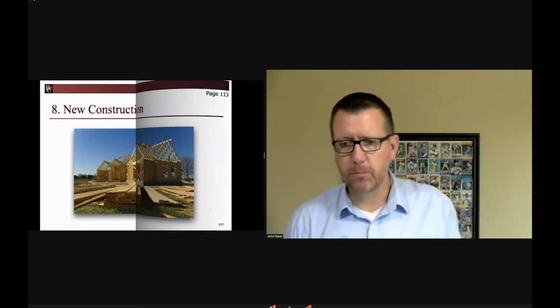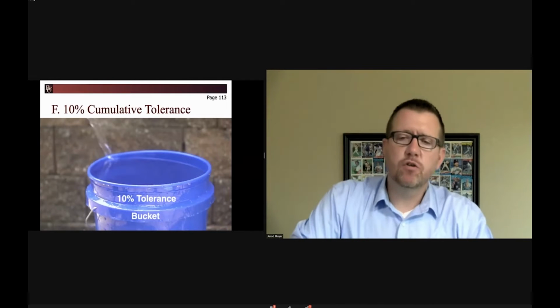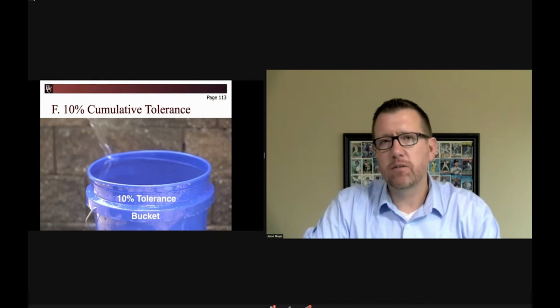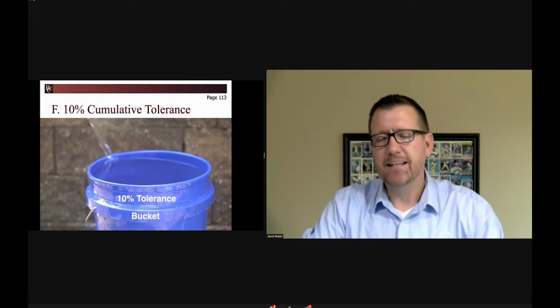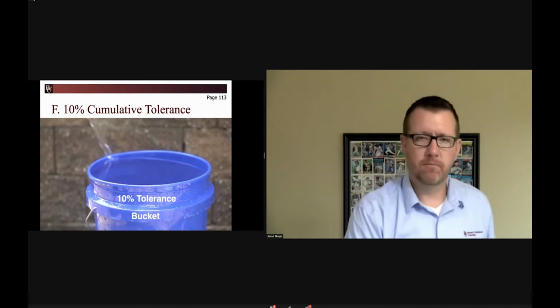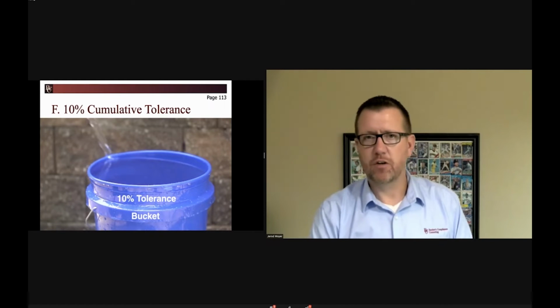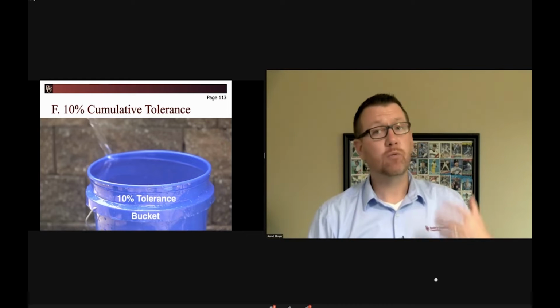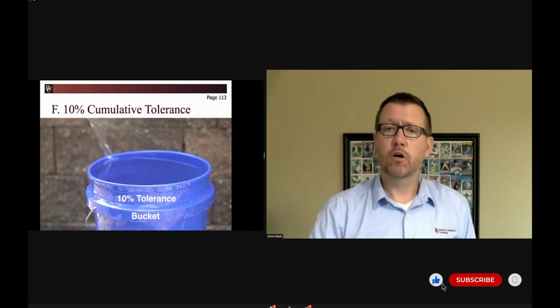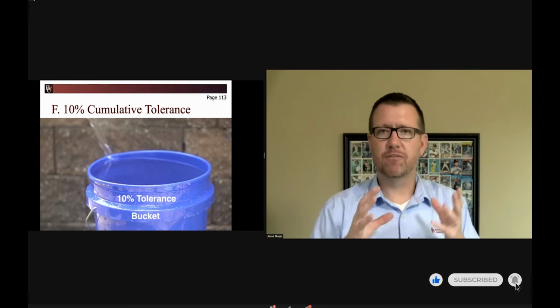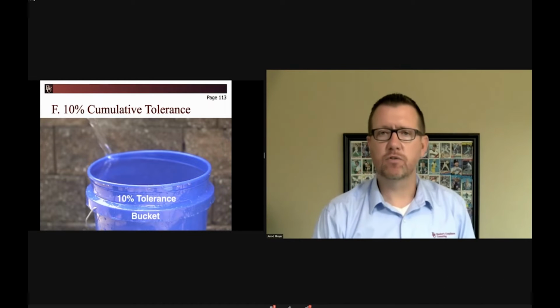Letter F. This one's a little bit different. So this has to do with the 10% cumulative tolerance bucket. The idea is this: when you provide the loan estimate, those items in section C, third-party services required by the lender, where you give the opportunity to shop, you're looking at a potential tolerance of 10% collectively for those items.